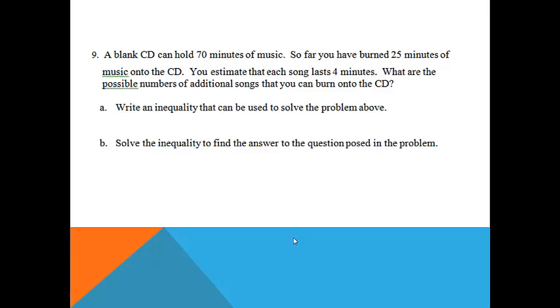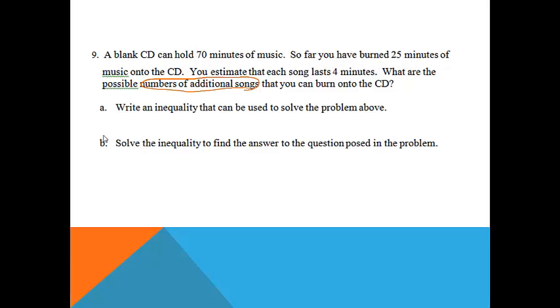Okay, problem number 9. A blank CD can hold 70 minutes of music. So far you have burned 25 minutes of music onto the CD. You estimate that each song lasts 4 minutes. What are the possible number of additional songs that you can burn onto the CD? All right, so we want to know how many songs. Part A, write an inequality that can be used to solve the problem above. And then B, solve the inequality to find the answer to the question.